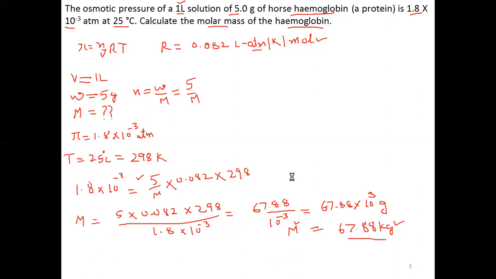Now let us move to the next numerical. The osmotic pressure of a moderately dilute solution can be surprisingly large. So we have to find the osmotic pressure at 25 degrees C of an aqueous solution of sucrose with a molar concentration of 0.20 mole per liter. Now we have to find pi, the osmotic pressure.